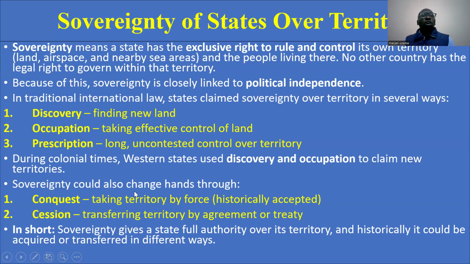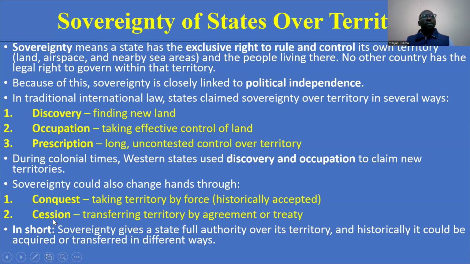Then sovereignty could also change hands. Sometimes your sovereignty can change hands through conquest, taking territory by force, like what Russia is doing now. So Russia is claiming some part of Ukraine. So it is claiming that territory by force.